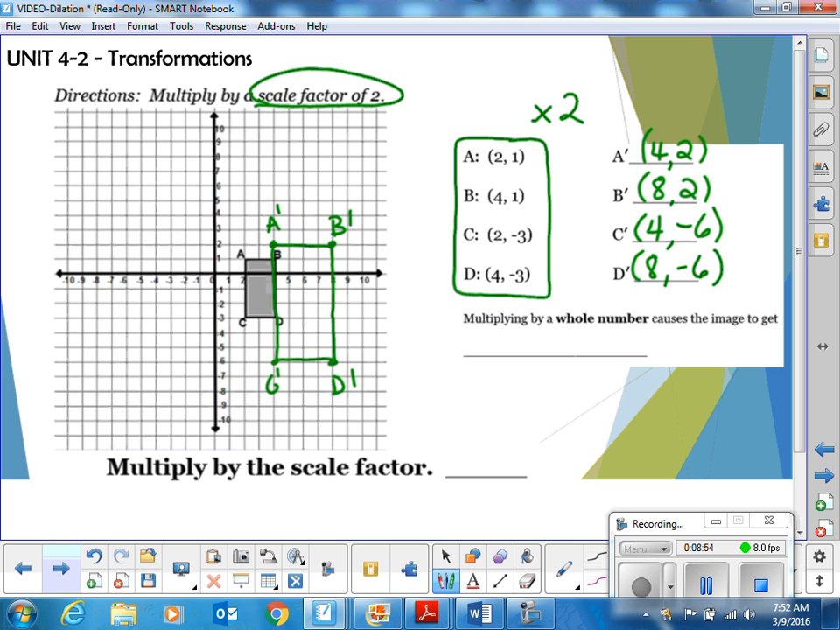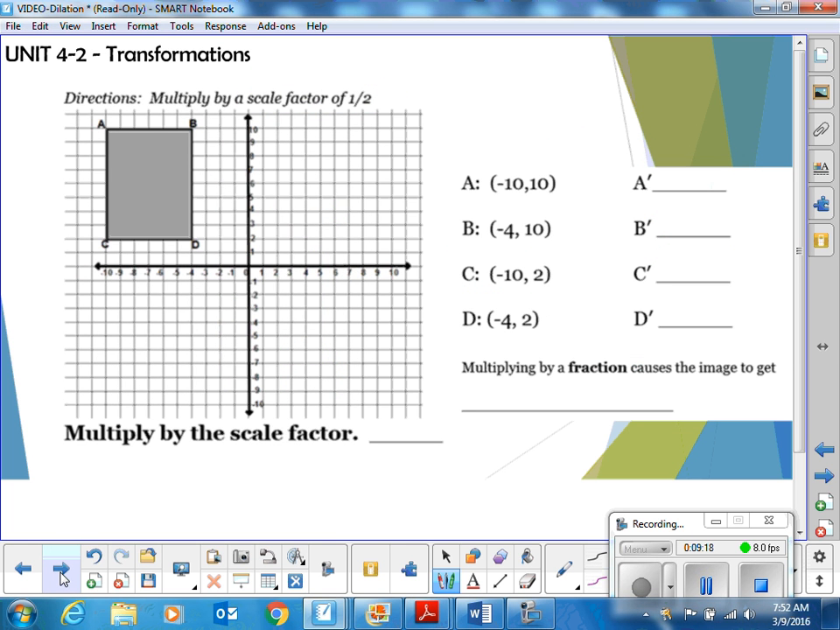So multiplying by a whole number causes the image to get bigger, or grow. You can put grow there too. And we multiplied by a scale factor of 2. Again, if you need more time, pause the video, make sure you have it all copied. This is on the second half of that same page.